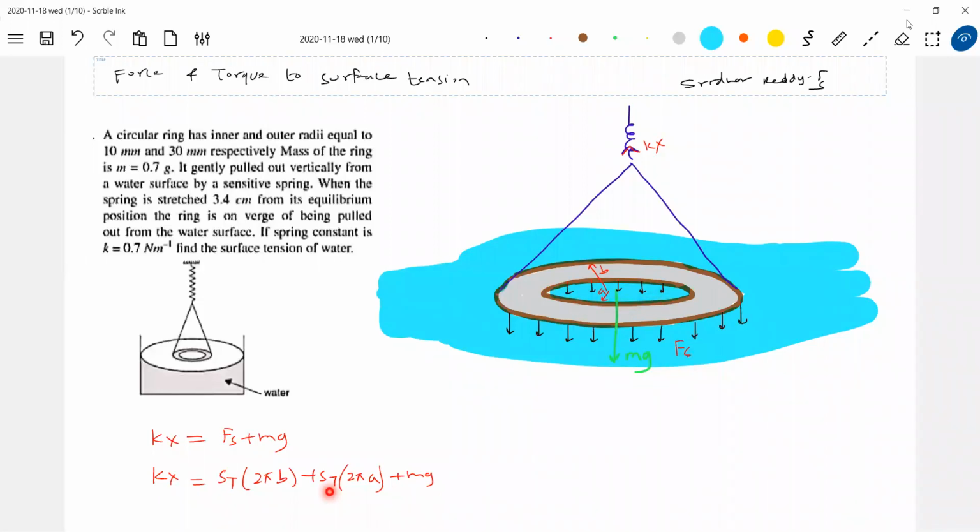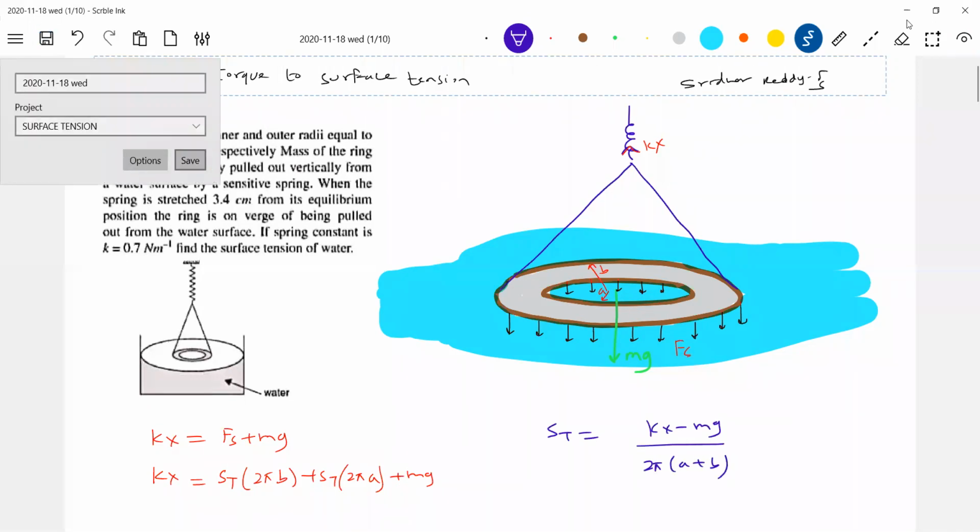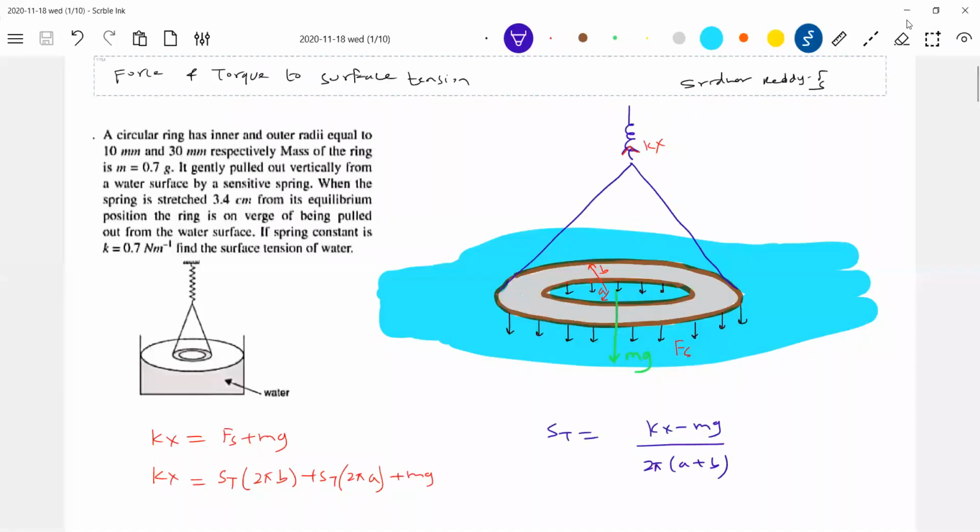This one. So solve for ST. So what is ST now? The surface tension should be equal to Kx minus mg by 2 pi A plus B. Okay, now simple idea. Different shaped structures will be kept on a water surface, and you take out the force due to surface tension.